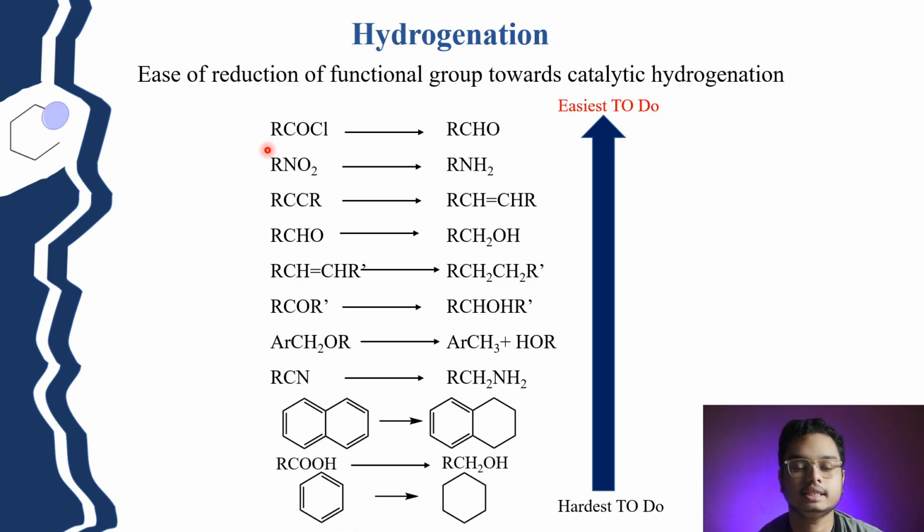The easiest to hydrogenate by using metal catalysis is acid chloride to aldehyde, then NO2 to NH2, then RC triple bond C, the alkyne to alkene transformation, then aldehyde to alcohol, then double bond to single bond, and then ketone to the corresponding alcohol. So the most difficult task is benzene to cyclohexane, and the easiest task by catalytic hydrogenation is acid chloride to aldehyde.